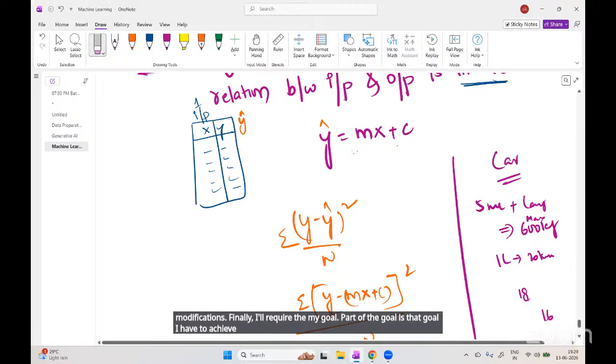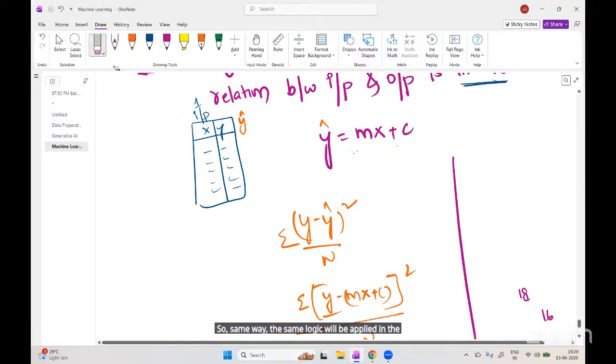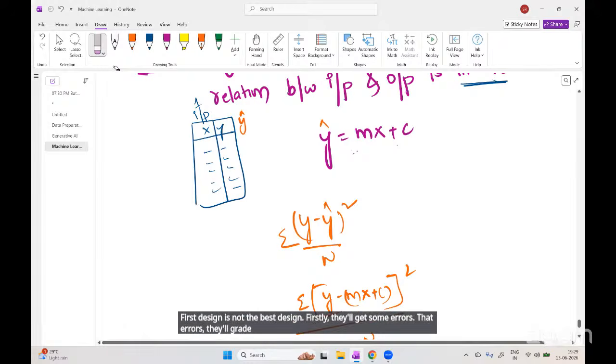The same logic will be applied in ML or in AI or anything. The first model is not the best model. The first design is not the best design. First, they'll get some errors. Those errors they'll rectify. Again, they'll get new errors. Those errors they'll rectify. Like that, they'll rectify, and finally they'll design the final output. Is the point clear?